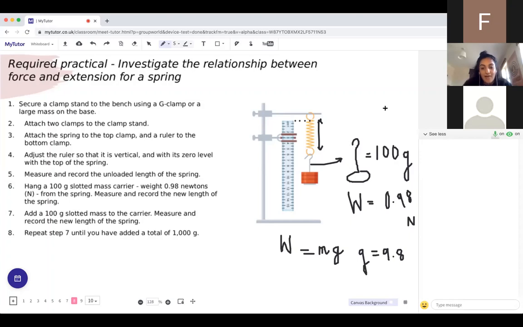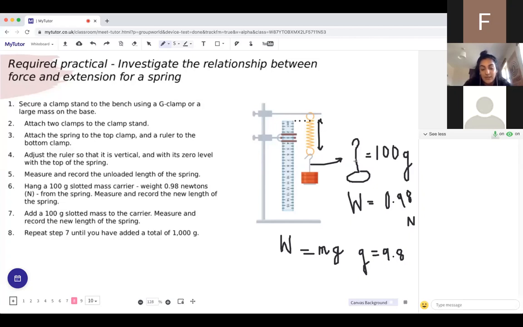So we have our first weight going onto the spring, which is 100 grams. The spring is obviously going to extend a bit, and we're going to measure the length that the spring goes to. So it's going to extend, and we're going to measure the new length of the spring. Then we're going to take them away from each other to find out how far the spring has stretched. How far down has the spring extended?